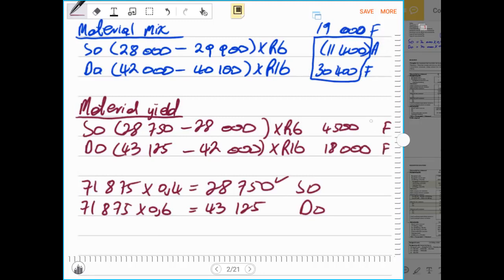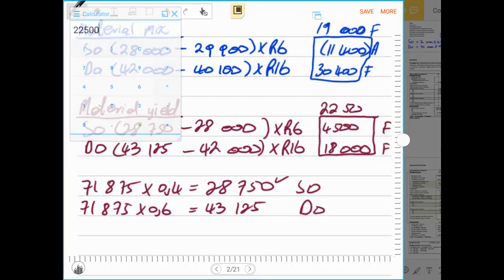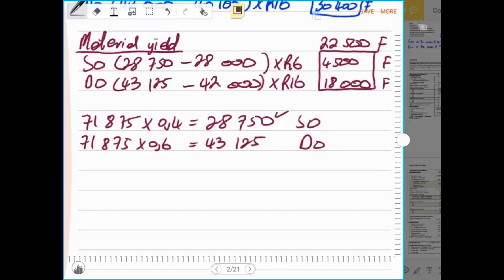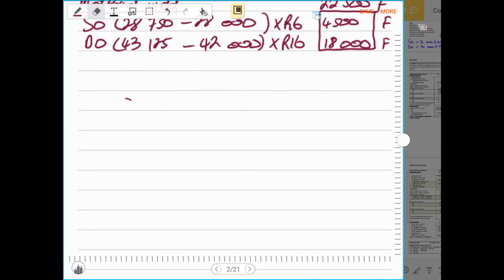Favorable, and the total will also be favorable. Plus 4,500, this is 22,500 rands, and this variance is favorable. So now we have touched base on the material, which is price, mix, and yield. And if we have touched on these variances, meaning we are done with the material, then we can now go to the next variance, if we do have one.